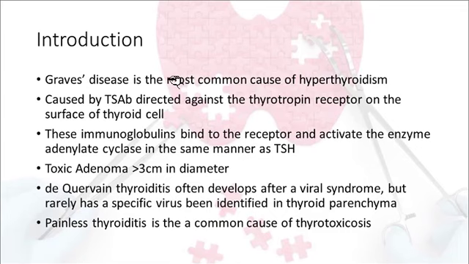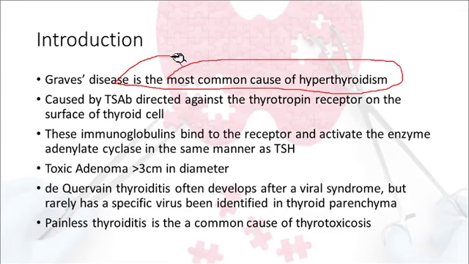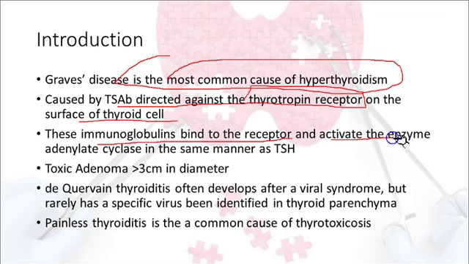Graves' disease is by far the most common cause of hyperthyroidism, and it is caused by thyroid stimulating antibodies which are directed against the thyrotropin receptor on the surface of the thyroid cell. These immunoglobulins then bind to the receptor and activate the enzyme adenylate cyclase in the same manner that TSH would, and in so doing will then result in an increase in T3 and T4. A toxic adenoma is usually one that is greater than 3 centimeters in diameter.